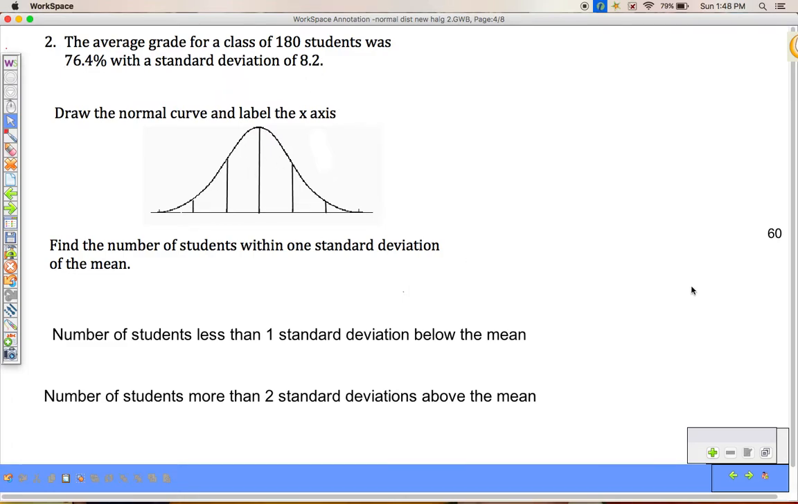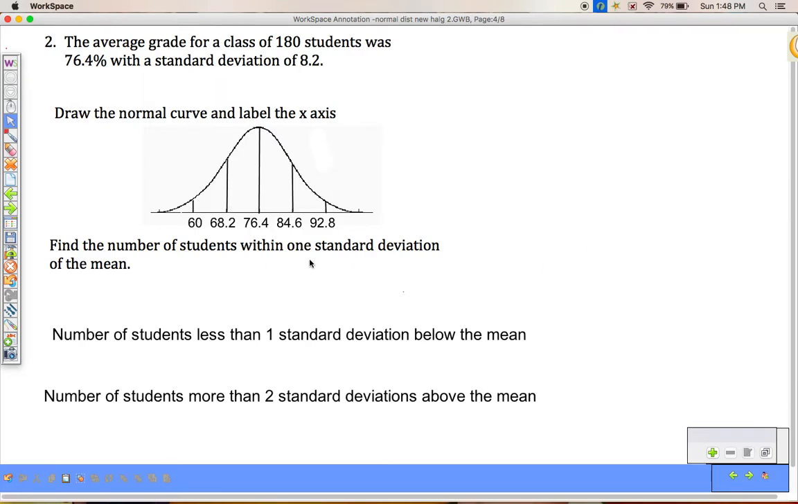All right, so we're going to draw the curve. We're going to add and subtract the standard deviation. So 76.4 plus my standard deviation is 84.6. 84.6 plus another standard deviation is 92.8. And I'm going to do the same thing down: 68.2. My mean, 84.6 and 92.8: 1 and 2 standard deviations above, 1 and 2 standard deviations below.